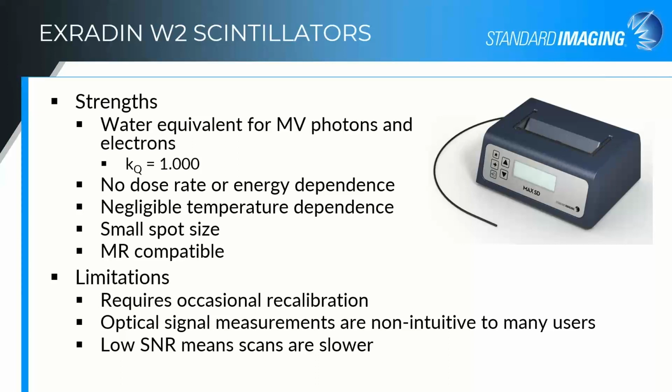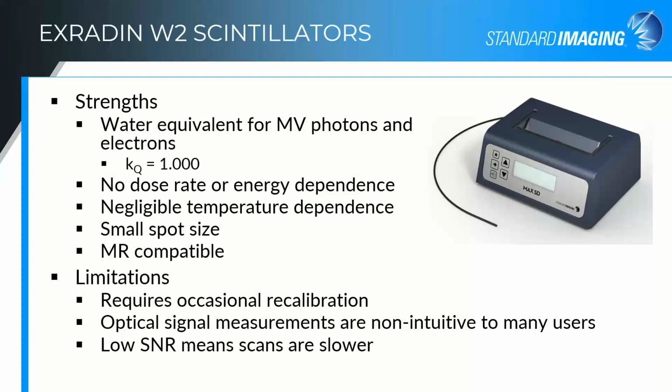There's a negligible temperature dependence if you were to calibrate, say, at room temperature and then try and measure at body temperature. You might have to correct for that. But for general QA measurements at room temperature, there's no need to correct for temperature dependence. It's about 0.1% per degree Celsius. They can be made very small. We also make long fibers, so this can be used in MR Linacs. The Max SD needs to stay outside the 5 Gauss line, but nothing in the detector itself is ferrous, so it has been successfully used in various MR Linacs as well.